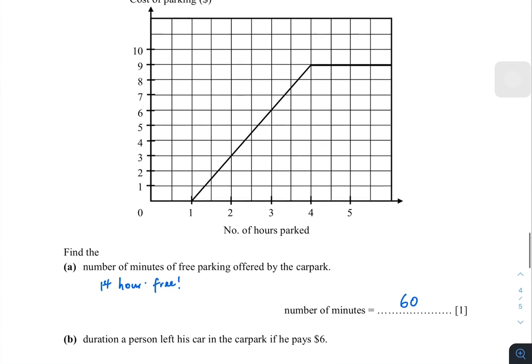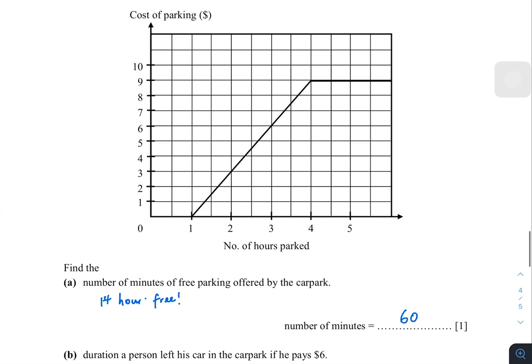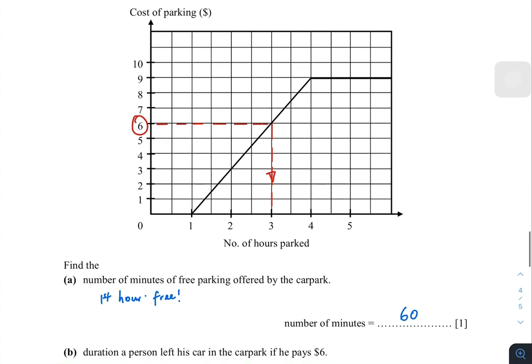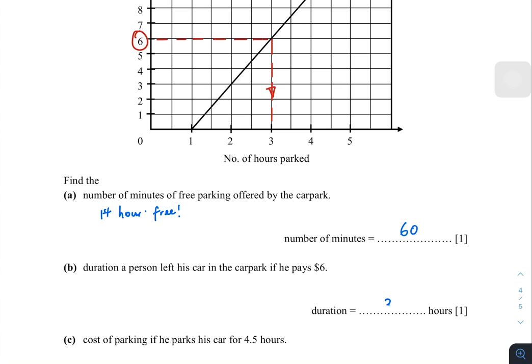Now number 2, the duration a person left his car in the car park if he pays $6. So if the person pays $6, how long did he park the car? Look at the $6 over here. Let's draw and read the graph. The graph will show you it is actually 3 hours. So the answer is 3 hours. This one is just reading the graph.